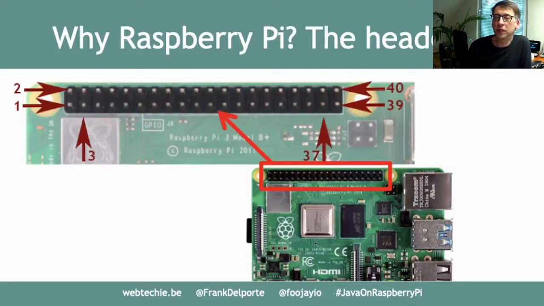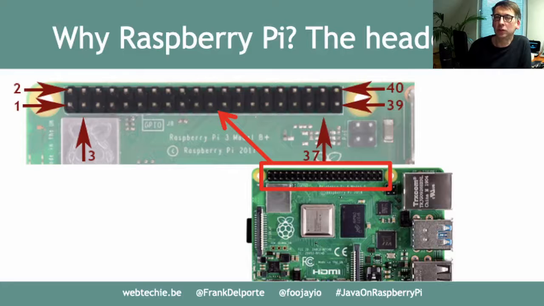Now, what is the big power of the Raspberry Pi? In my opinion, next to the price, it is the GPIO. These 40 pins on top of the Raspberry Pi board allow you to connect a lot of electronic components. So these 40 pins, some are power, some are ground, but some are data.